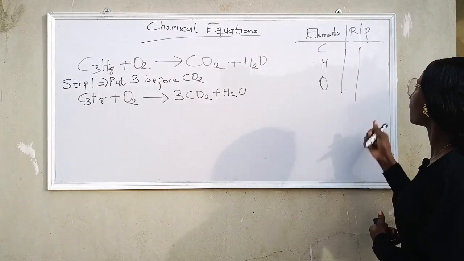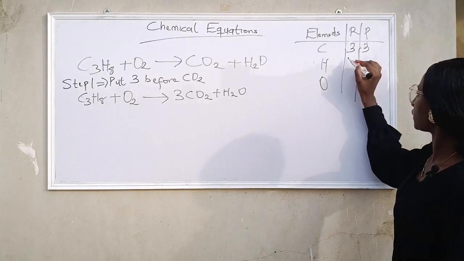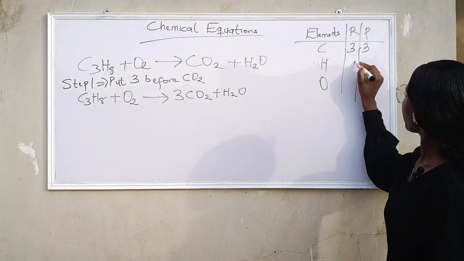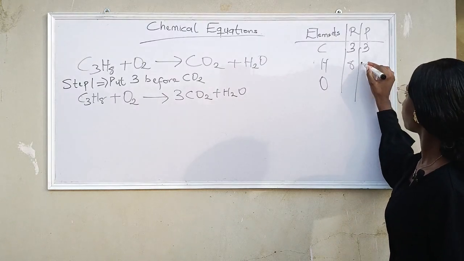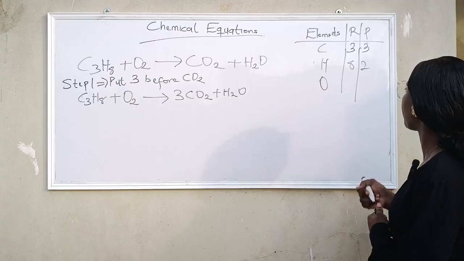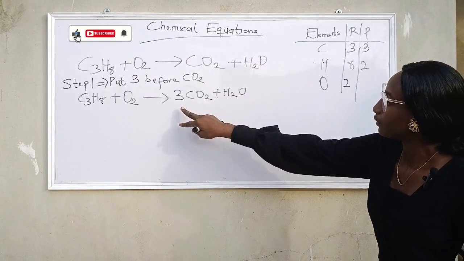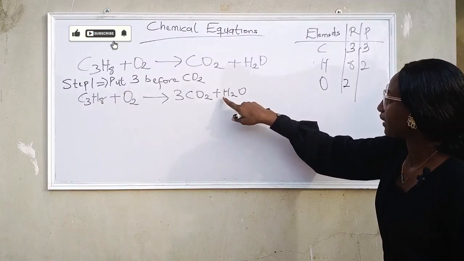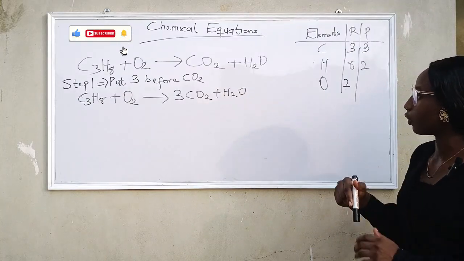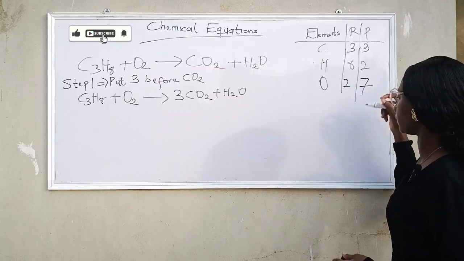Now we have 3 for carbon, 3 for carbon, very good. For hydrogen, we have 8 and we still have 2. For oxygen, we have 2 here, and now on the product side we have 3 times 2, which is 6, then we have 1 here. So 6 plus 1 is 7. So now we have 7.